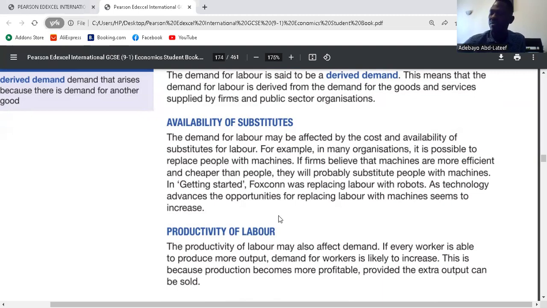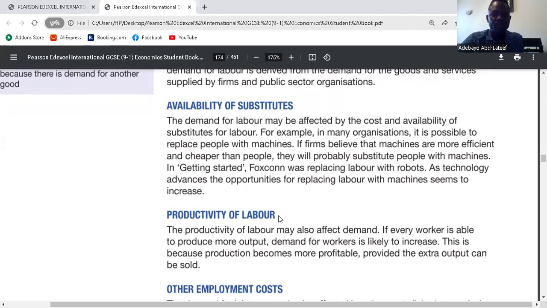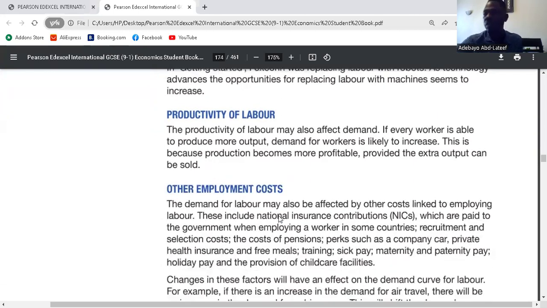So if the cost of capital is increasing, then firms might switch to employing more workers. And if, on the other hand, the cost of labor is increasing, firms might deem fit to start becoming capital intensive instead of labor intensive. Clear? The third point, productivity of labor.